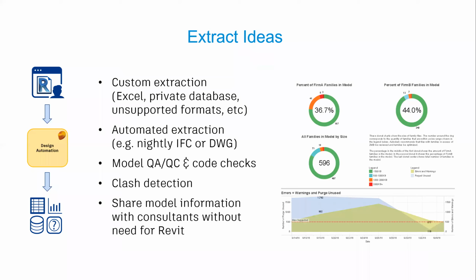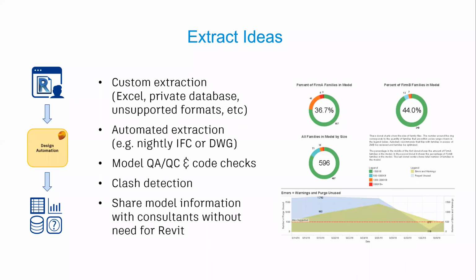So other opportunities here are for extract. How do you take information from an existing Revit model and extract it for downstream uses? The most typical case we see is doing a custom extraction, whether that's to Excel or a private database. It's possible to pull information from Revit and put it in a custom form that makes sense for other personas or for people to understand what's happening in their model.